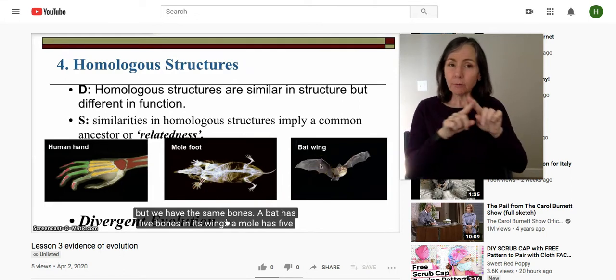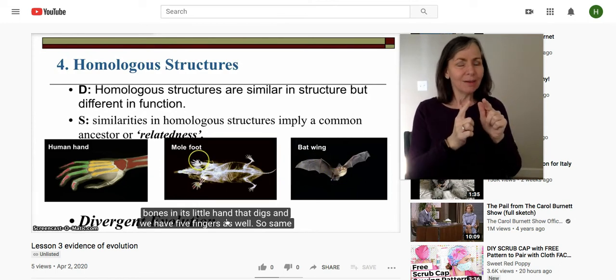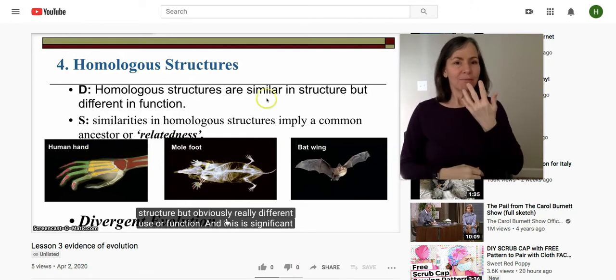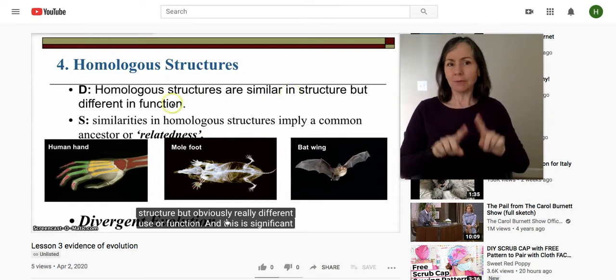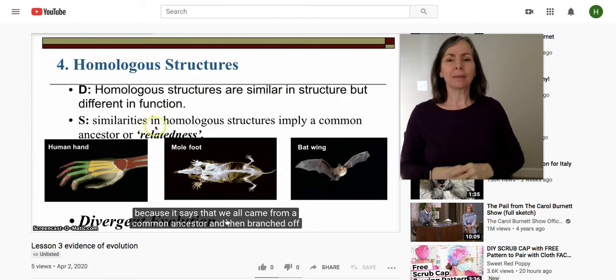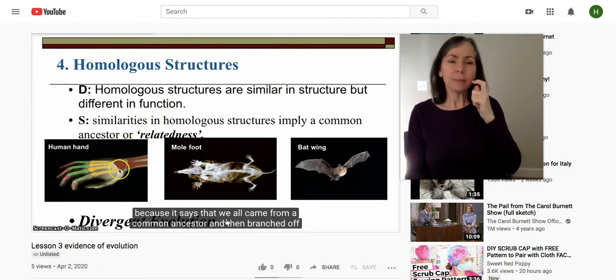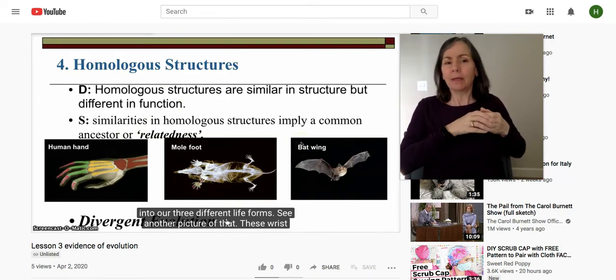But we have the same bones. A bat has 5 bones in its wings. A mole has 5 bones in its little hand that digs. And we have 5 fingers as well. So same structure, but obviously really different use or function. And this is significant because it says that we all came from a common ancestor and then branched off into our 3 different life forms.